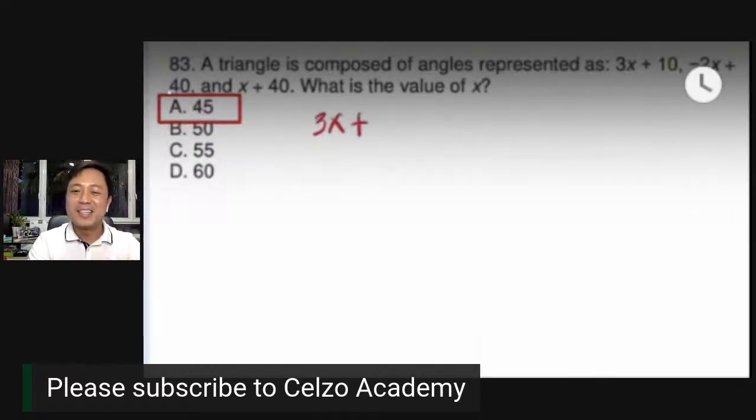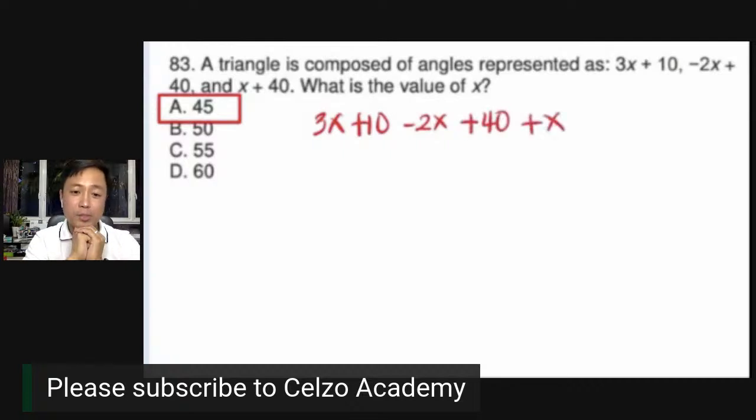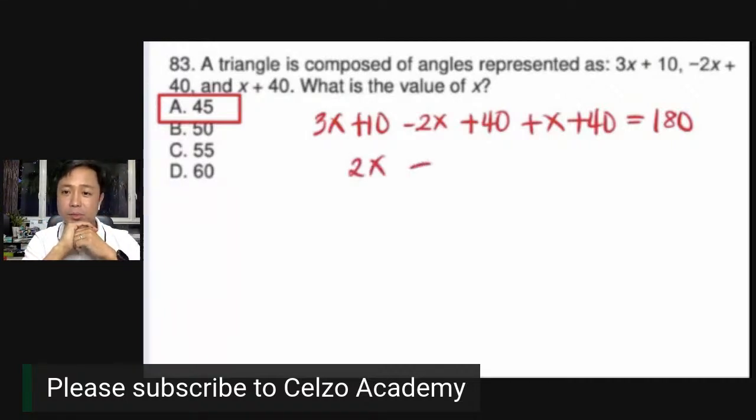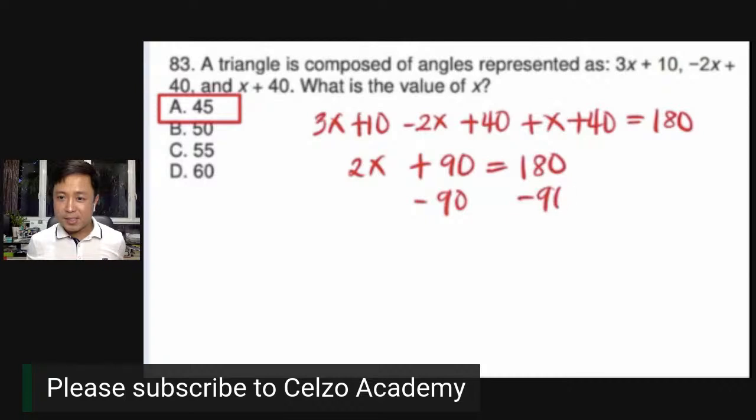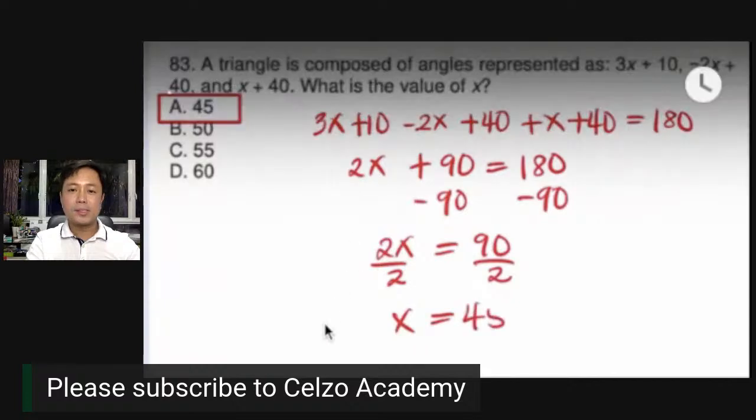So the same thing, for this question, you also need to add the 3 angles. That should be equal to 180 degrees. So combination of algebra and geometry. Angle sum is always 180 degrees. So combine like terms. And then you just subtract 90 to both sides. And you divide by 2. So the x value is 45 degrees.